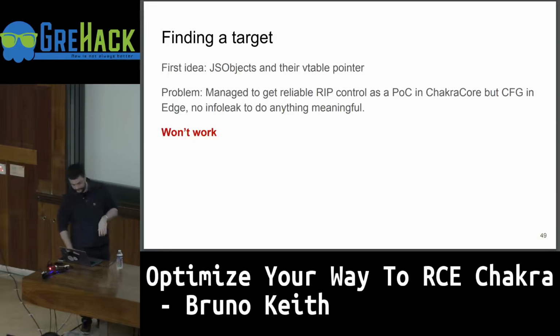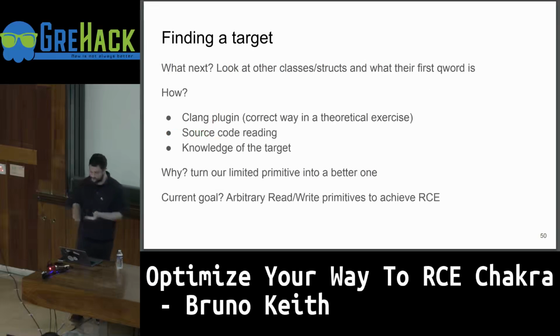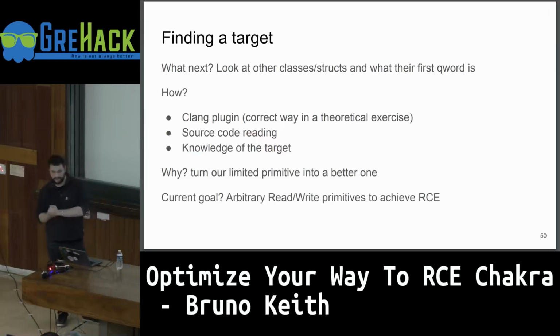And yeah, that's it. So what next? We need to look at other classes, structures, and what the first keyword is. How are you going to do that for something as big as a JavaScript engine? I believe the correct way is a compiler plugin that allows you to dump the structure and query what the first keyword is.